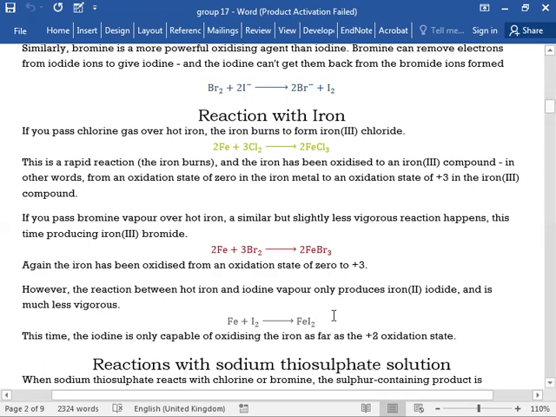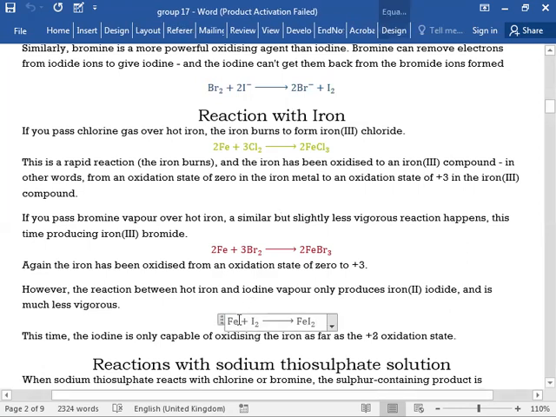Again, iron was 0 at the start. What is the oxidation number of iron in this? In FeI2, the oxidation number of iron is +2. So it turned iron from 0 to a +2 ion. So that explains how good iodine is as an oxidizing agent. It changed iron from 0 to +2.